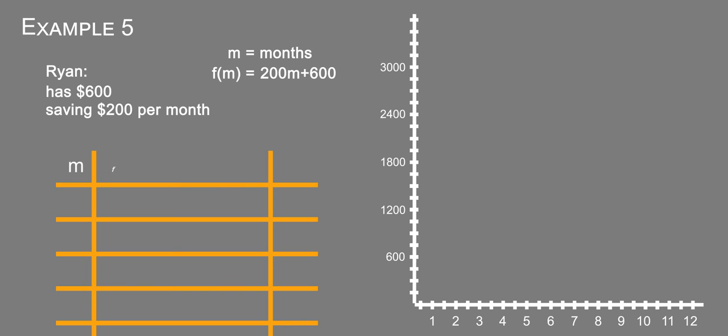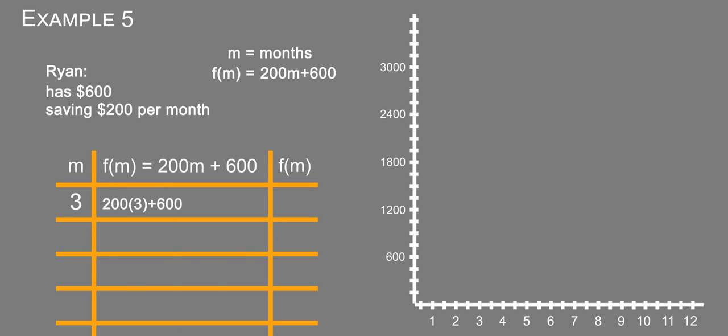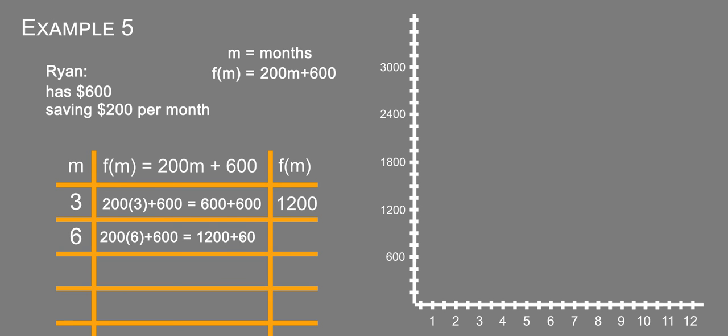We have f of m equals 200m plus 600. 200 is the amount per month, and 600 is the initial value that he already has saved. So at 3 months, we're looking at 200 times 3 plus 600, which equals 600 plus 600, which equals 1200. At 6, we have 200 times 6 plus 600, which equals 1200 plus 600, which equals 1800.